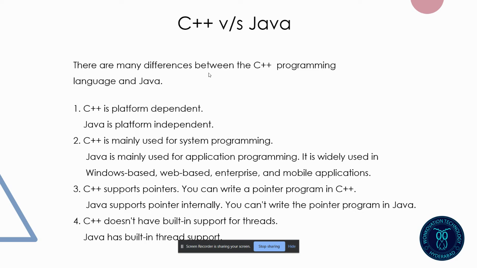C++ uses a compiler only, we all know, because of which it is platform dependent. Java uses compiler and interpreter both. C++ is used for system programming, Java is used for application programming. C++ supports pointers and multiple inheritance. Java supports pointers internally and doesn't support the concept of multiple inheritance. Now, C++ doesn't have built-in support for threads, while Java has built-in support for threads, like multi-threading.